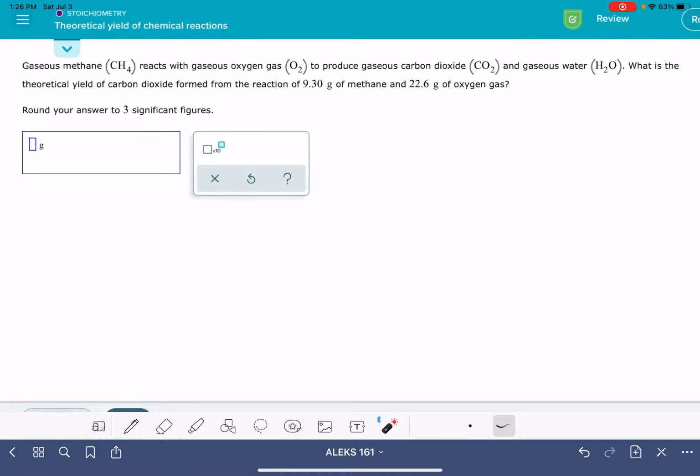In this video, I'll show you how to solve the ALEKS problem called theoretical yield of chemical reactions. The first thing that we're going to need to do in this problem is to take the words in this problem and use them to write and balance a chemical equation. So this is telling us that methane reacts with oxygen gas. So that means those are the two reactants. Methane is CH4 and it's reacting with oxygen gas to produce our products, CO2 and H2O.